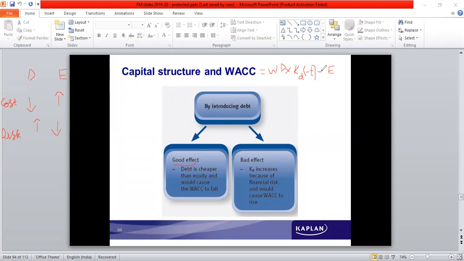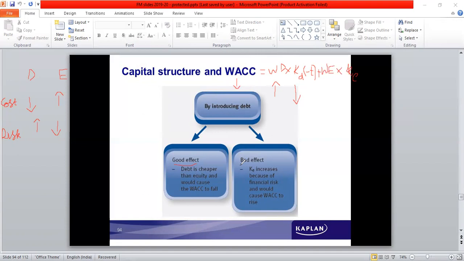plus the weight of equity into the cost of equity. So that is the formula of weighted average cost of capital. Now, if more amount of debt is introduced, since the cost of debt is cheaper, it is less. So this will have an impact. Because of this debt capital, since cost of debt is lower, we see the weighted average cost of capital also to be low.